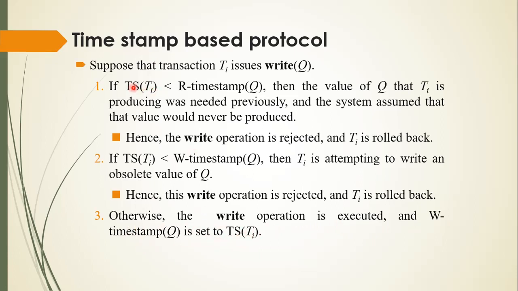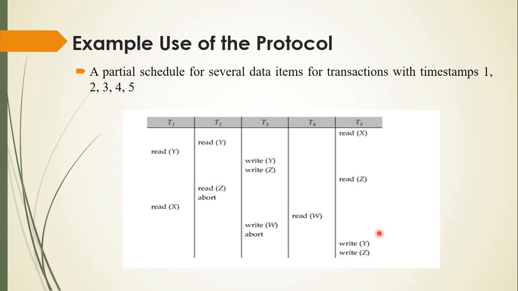So if for transaction Ti the timestamp Ti is less than R-timestamp, then the write operation is rejected. If timestamp Ti is less than W-timestamp, then the write operation is also rejected. Otherwise the write operation is executed. This is the partial schedule for several data items for transactions with timestamps 1 2 3 4 5, and these read and write operations are performed.